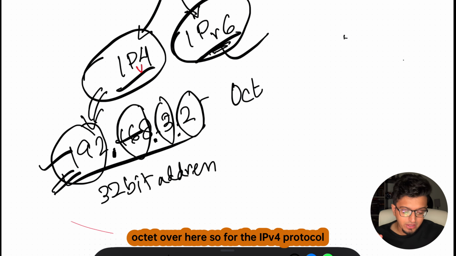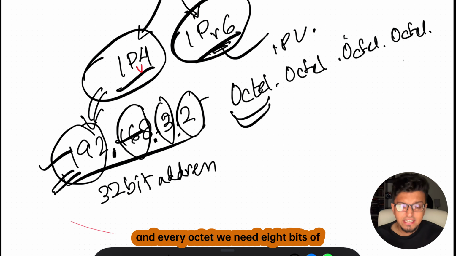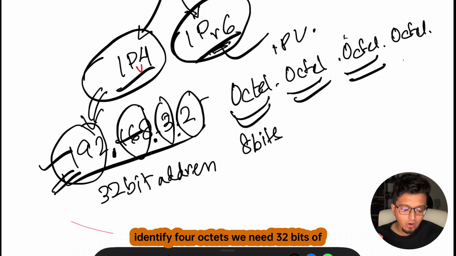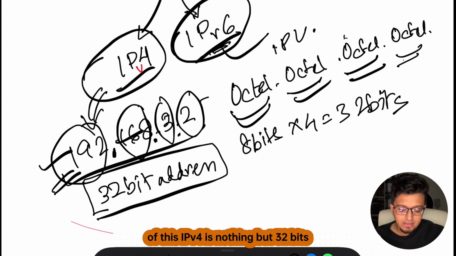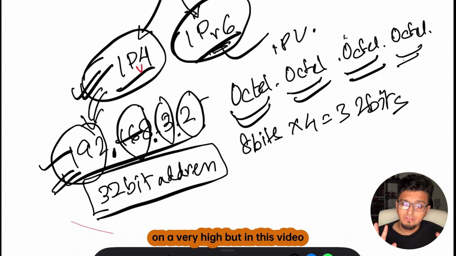octet. So for the IPv4 protocol, we have 4 octets, and to represent each and every octet, we need 8 bits of memory. So if you understand that, to identify 4 octets, we need 32 bits of total memory. That is why the total address of IPv4 is nothing but 32 bits. I hope this is clear, and this is on a very high level.